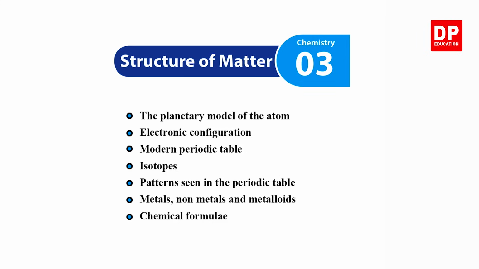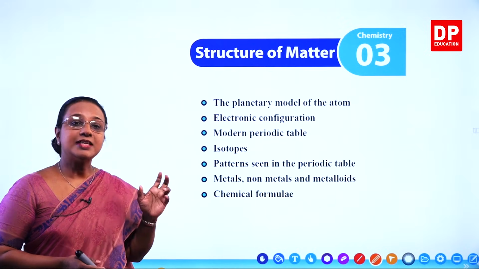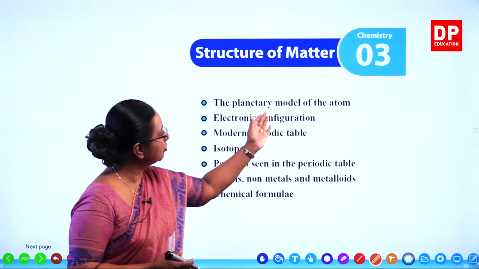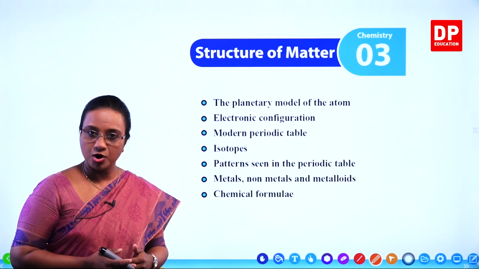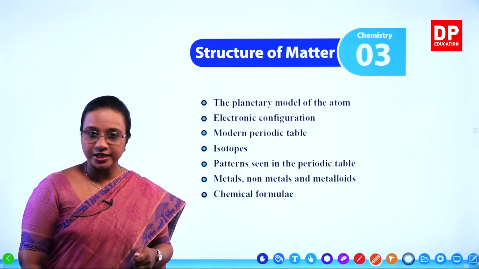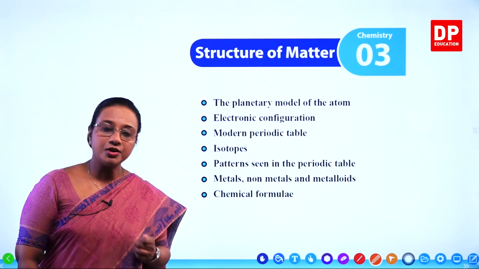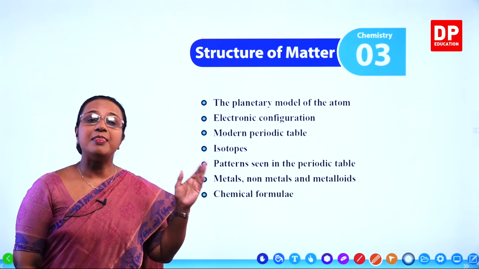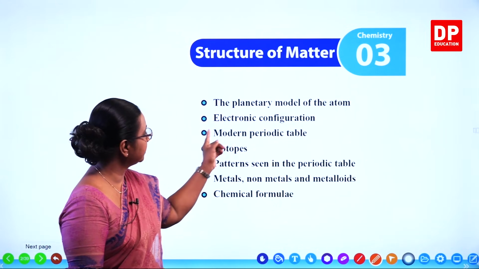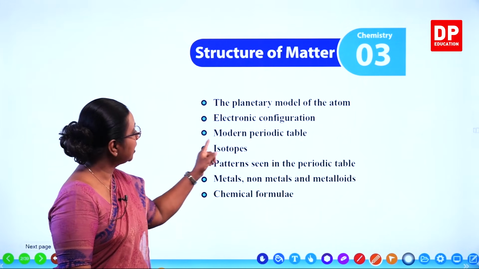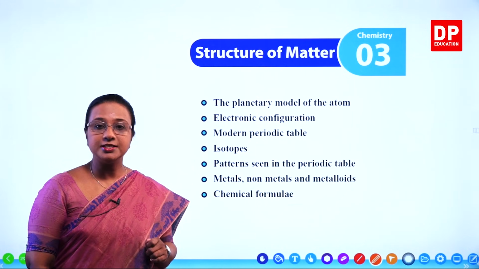First, we will be discussing the planetary model of the atom. Since atoms are the basic units of matter, we will have to look at the structure and the model of atoms. Second, it will be the electronic configuration. As you already know, electrons are a type of subatomic particles and the arrangement of electrons is discussed under electronic configuration. Then we come to the modern periodic table.